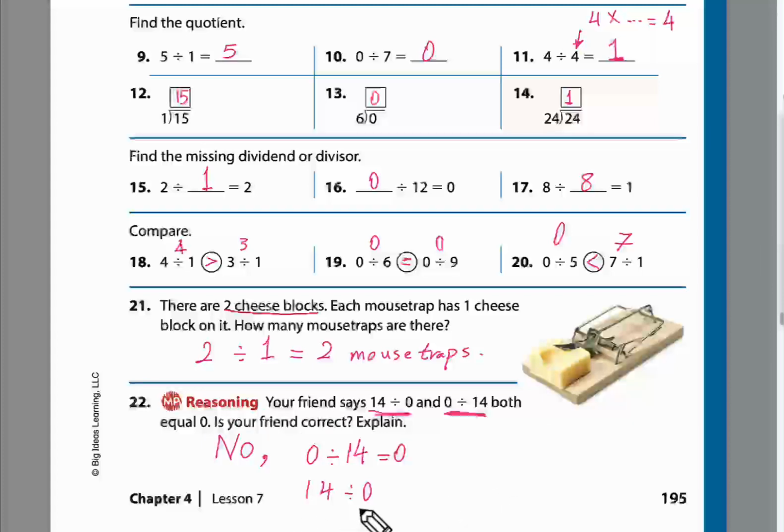Can you divide by 0? Hassan, this one cannot be done. 14 divided by 0 cannot be done, so they are not the same. This one cannot be done. You cannot divide by 0. Okay, Hassan?